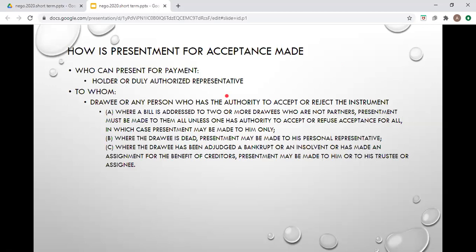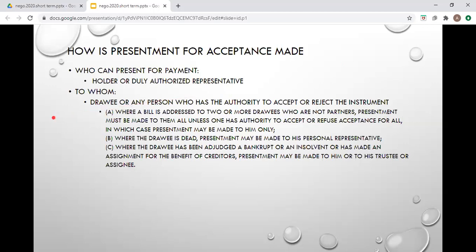Okay? To his personal representative if the personal representative is known. And then another one would be when the DRAWEE has been adjudged as bankrupt, insolvent, or has made an assignment or transfer of his rights or credit, then presentment for acceptance shall be made to, kanino? To the DRAWEE himself or to the transferee or assignee in interest.